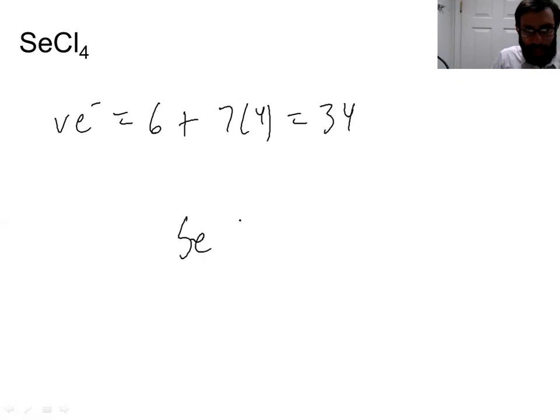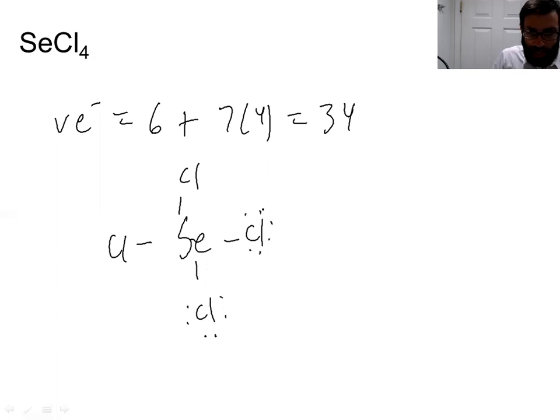Selenium is going to be the central atom. And so let's just put these together here and try to satisfy the octet rule. The way we would do that is to give all the chlorines 8 valence electrons total by adding 3 lone pairs, 2, 4, 6, 8. Remember, a bond is good for 2. So each of these chlorines has 8. 8 times 4, that's 32.